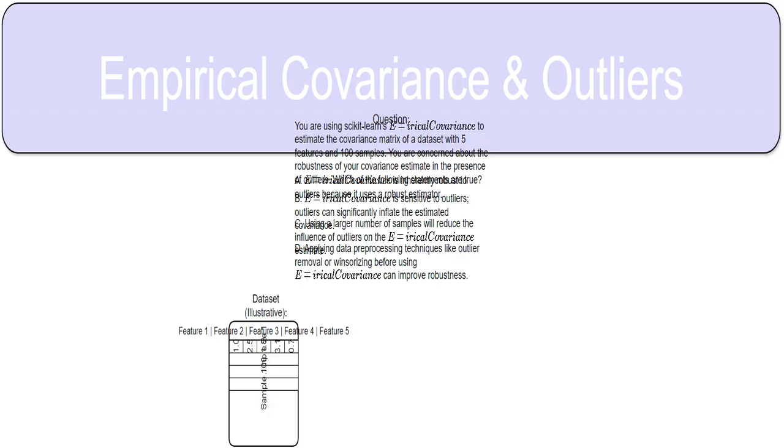We're diving into how well scikit-learn's empirical covariance handles outliers in calculating covariance matrices. Think of a covariance matrix as a measure of how much different features in your data change together. Outliers, those unusual data points, can really mess up this calculation.